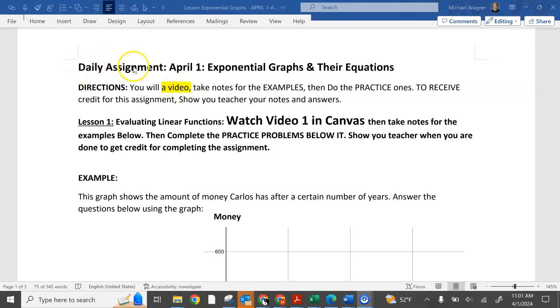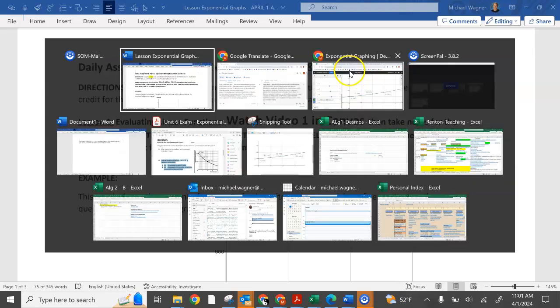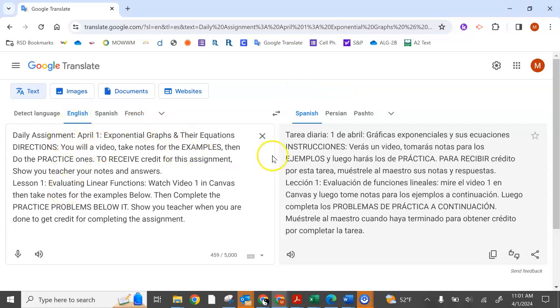Okay, today we're going to do this assignment here. So please read the directions here. There it is in Spanish. So if you want to pause it, you can pause it now and read it.